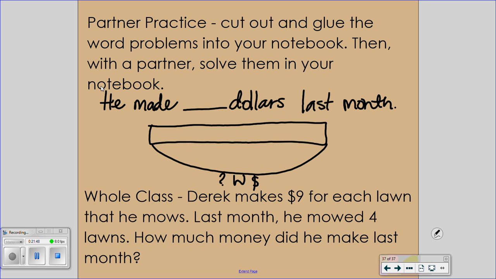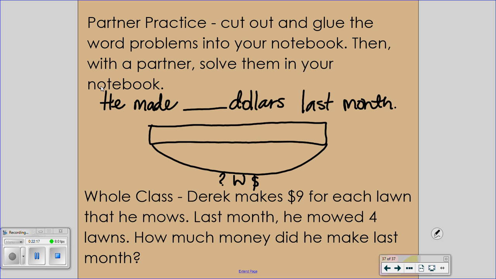What do I know? All you gotta do is look back at the problem. It told you some stuff. Ella Harris, what do you know? Every time he mows a lawn, he makes $9. That sounds like a group to me.